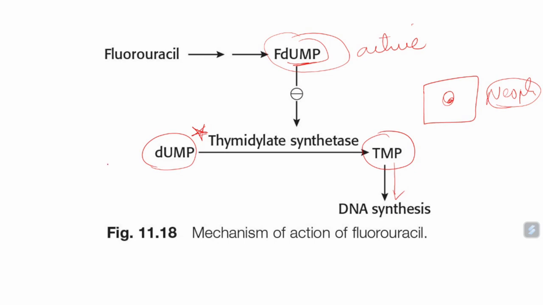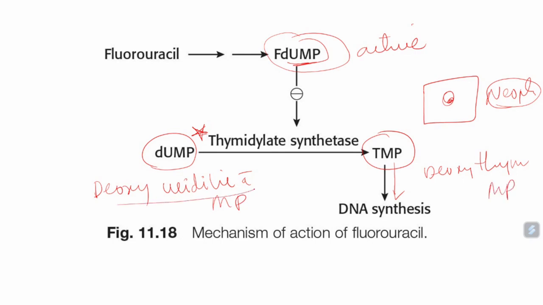Actually, the name of dUMP is deoxyuridylic acid. This deoxyuridylic acid is converted into TMP, which is deoxythymidylic acid or thymidylic monophosphate. Deoxythymidylic monophosphate. So, simply deoxyuridylic acid is converted into deoxythymidylic acid in the presence of thymidylate synthetase.